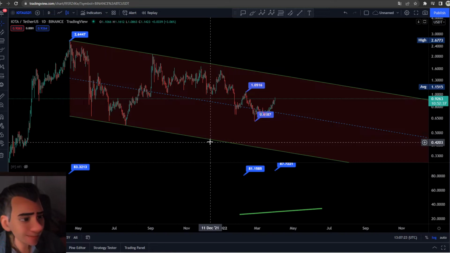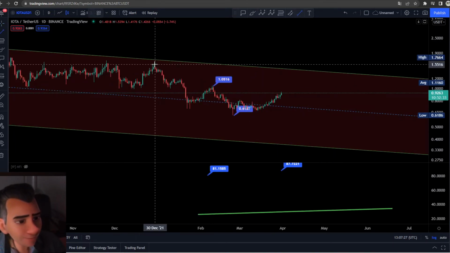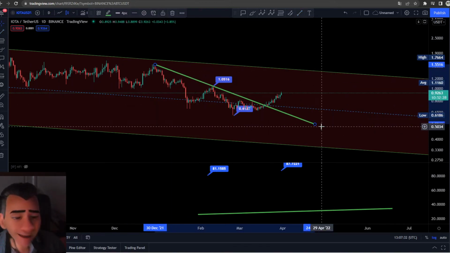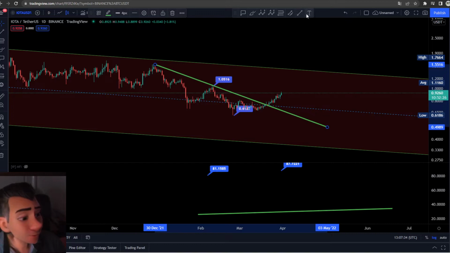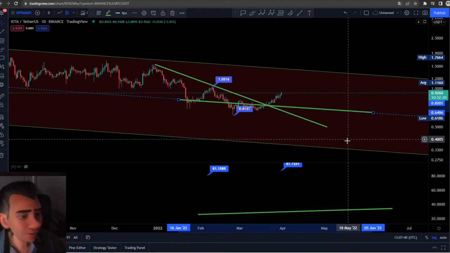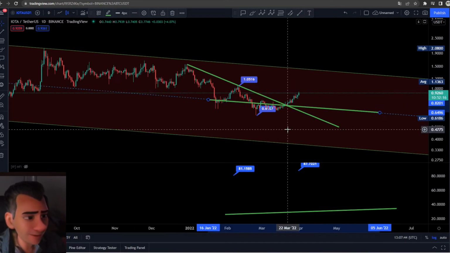I showed you, and now it's the big question. If we are zooming in a little bit more and more, what's happening now? The good news is we broke this resistance line. It is now a support. The good news, sorry guys, is we broke the middle line here. We broke the middle line and it is now also a support. Okay, everything is nice, everything is okay.